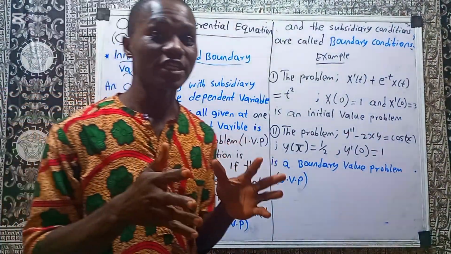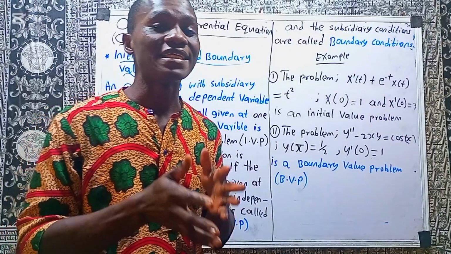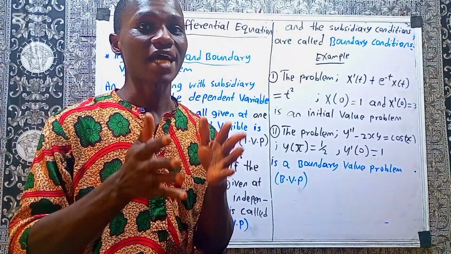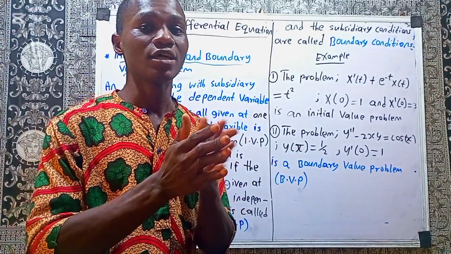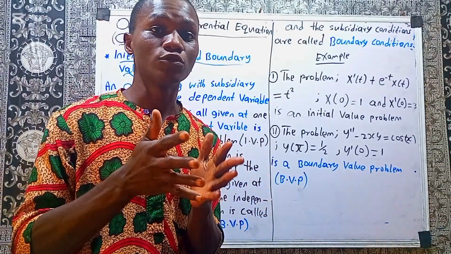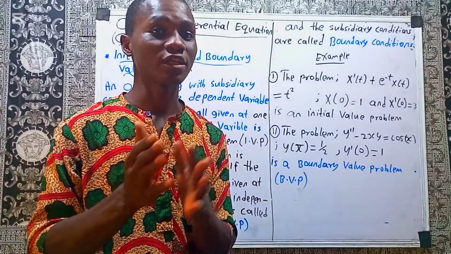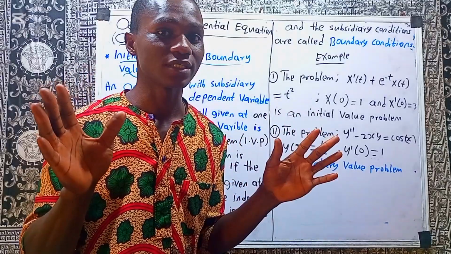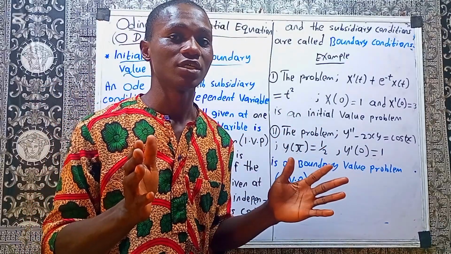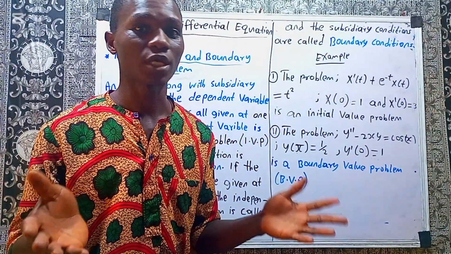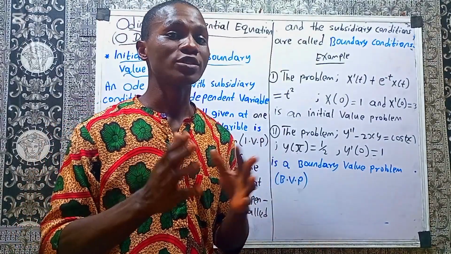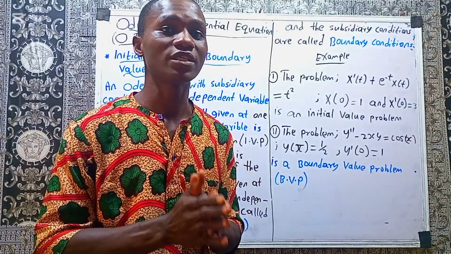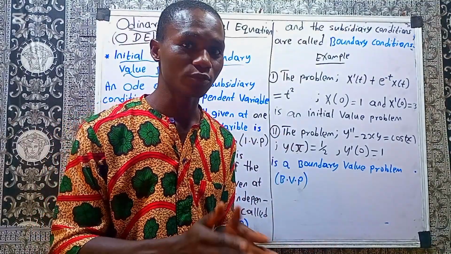Now, when an ordinary differential equation is given to you and it has a condition attached to it, then that ordinary differential equation could be an initial value problem or a boundary value problem. But if it does not have a condition attached to it, then it is neither of both. So it will not be an initial value problem, it will not be a boundary value problem. But if it has a condition attached to it, then you are solving either an initial value problem or a boundary value problem.